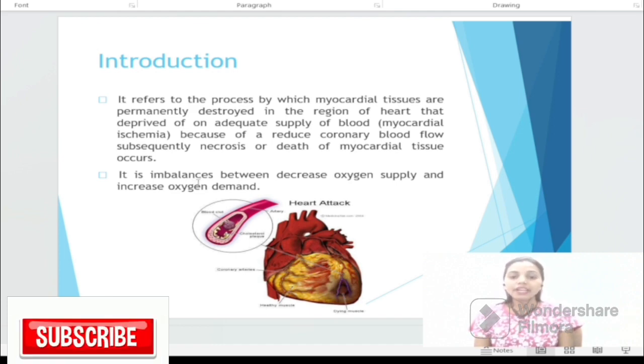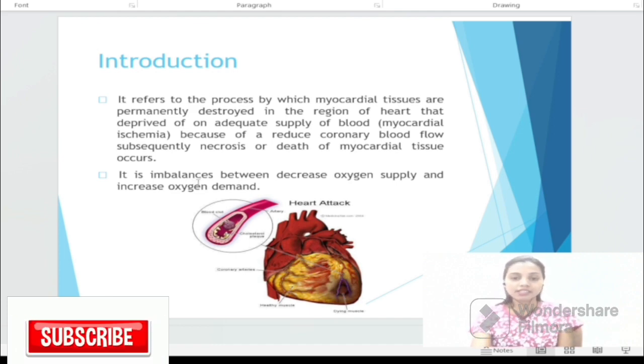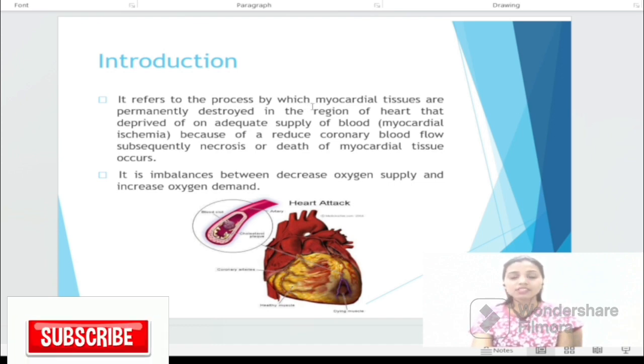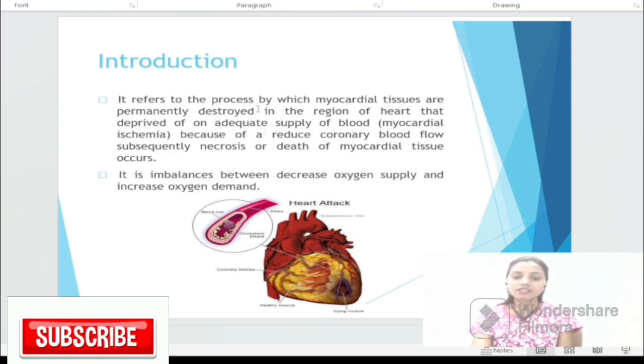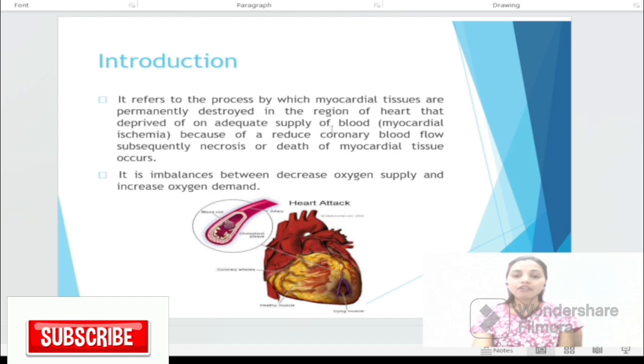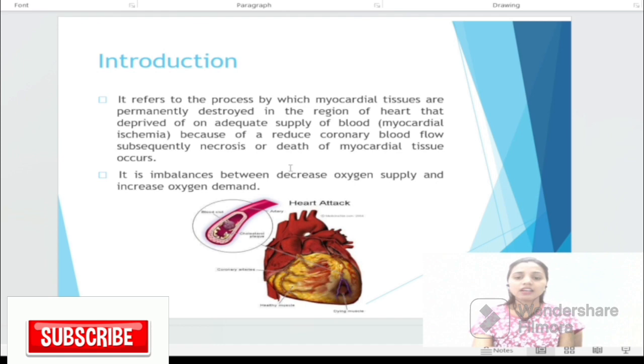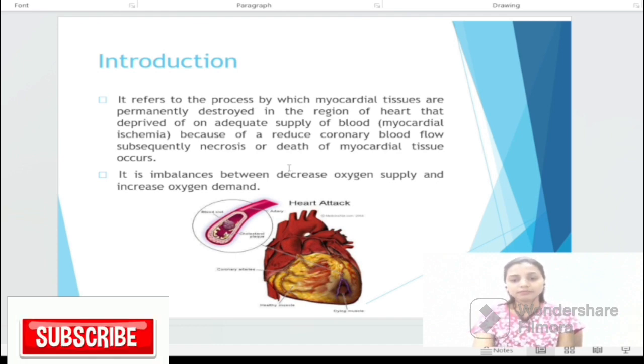Okay, so myocardial infarction is a disease of the heart, and the myocardium is the middle layer of the heart. It is the main layer of the heart because it causes the contraction and relaxation of the heart. So if any necrosis and ischemia is caused in the myocardial layer of the heart, this disease is caused in the myocardial muscles. This disease is caused by decreased blood flow to the heart.